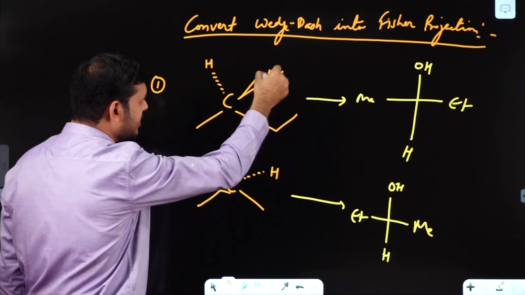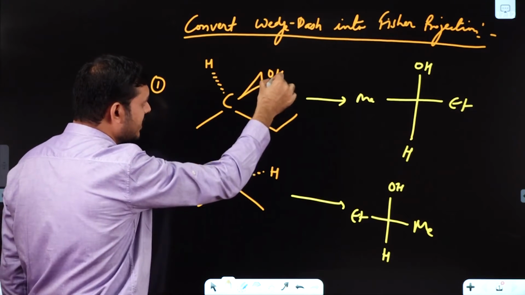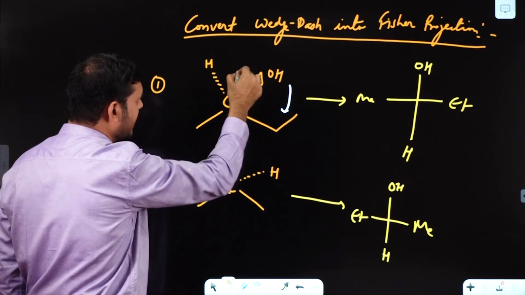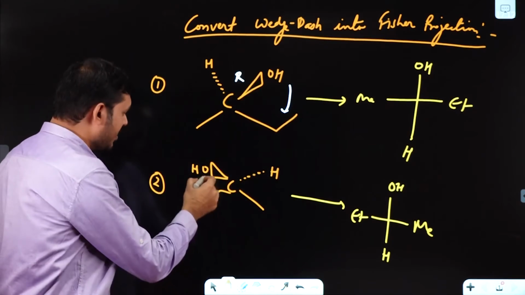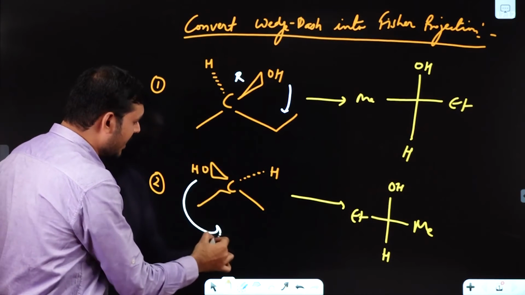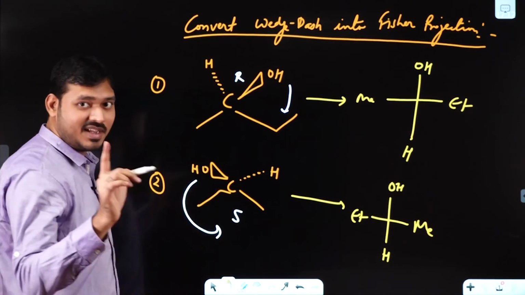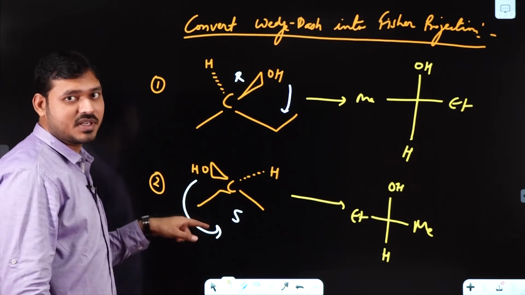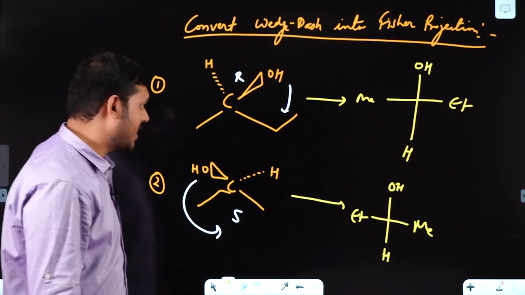If I check this one, then oxygen will be preferred over this one. So it is simply clockwise. For clockwise rotation, it will have configuration R. Now this one, OH and this, it is simply anti-clockwise. So it is S. If I say a relation between 1 and 2, they are what? They are enantiomers. So it is an enantiomeric pair.